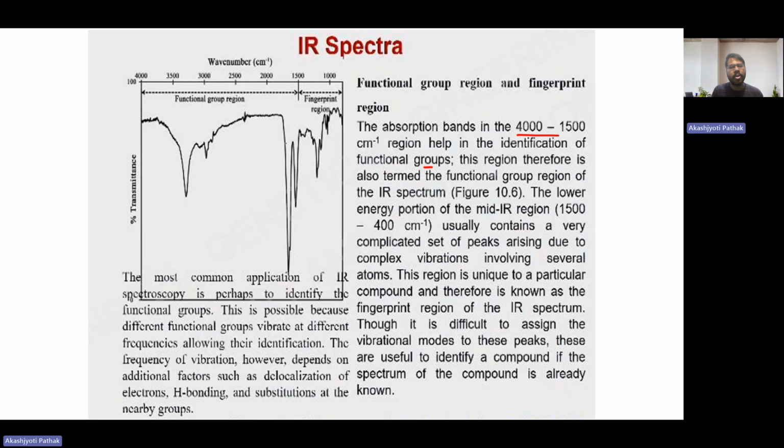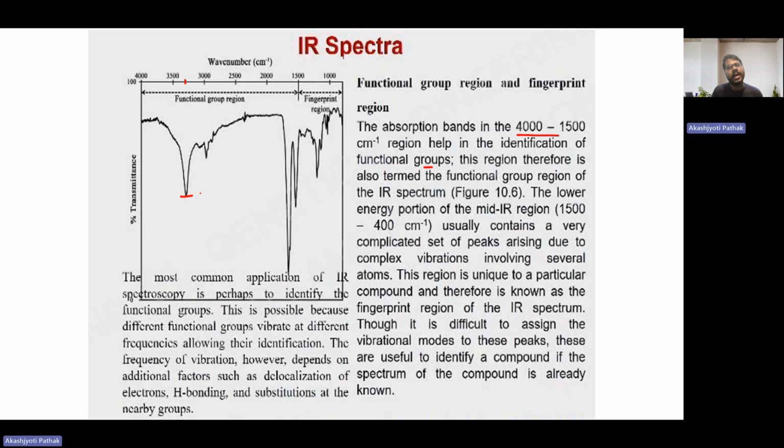Now you can deconvolute this IR spectrum and assign the peaks, determining which peak is a result of which functional group. There is a database. You can go through that database and assign the peaks. Like here you can see that around 3,300 you are getting a peak.